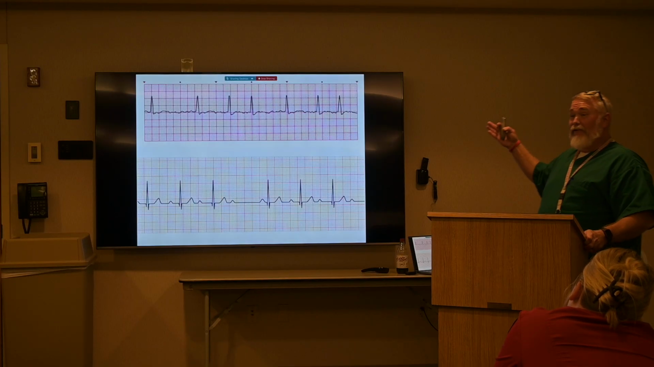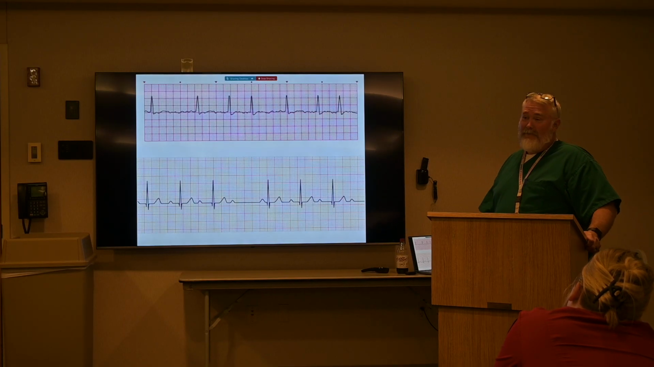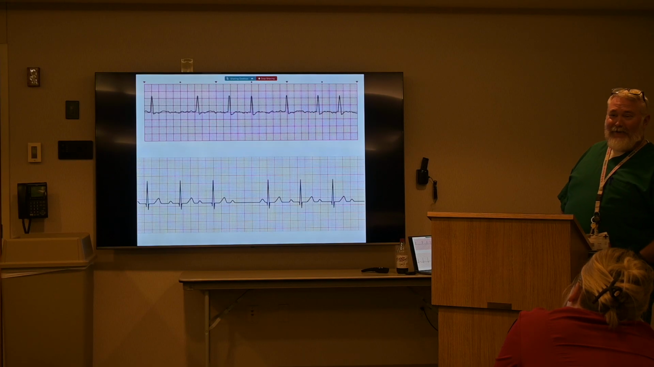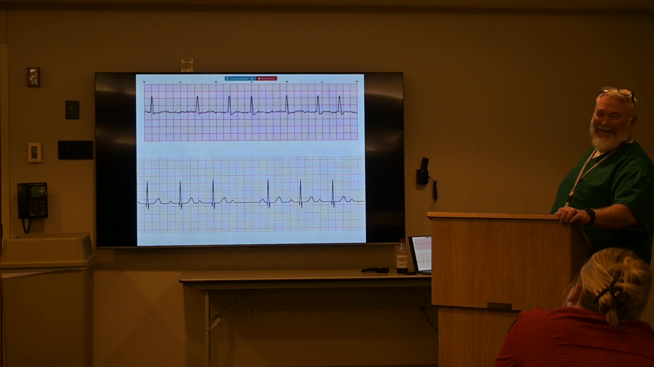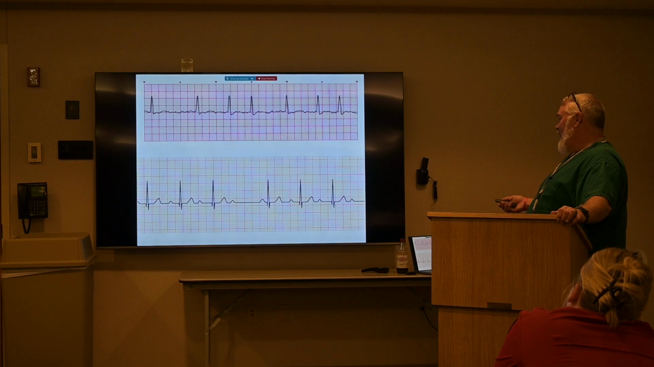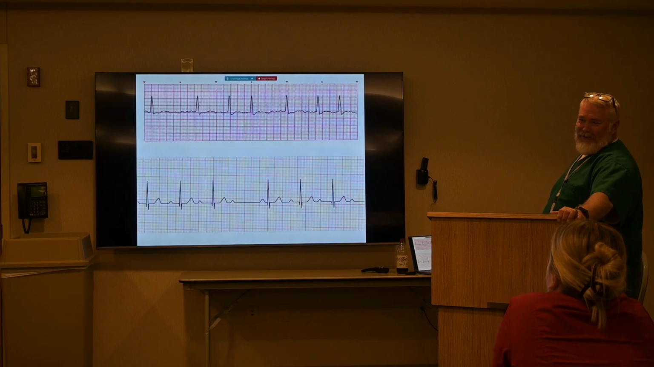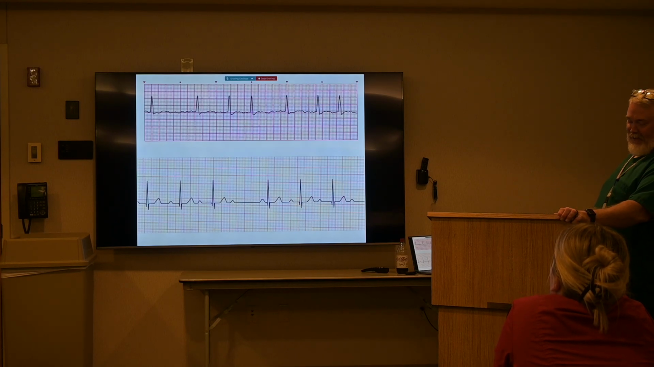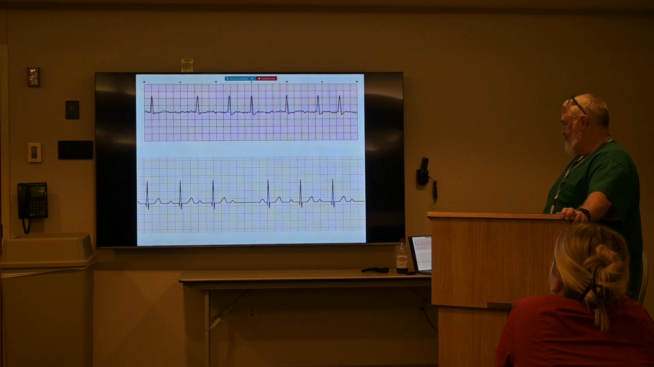Now we say that's atrial fib with a controlled rate, or atrial fib with a normal ventricular response. You know, it can't just be AFib anymore. All right, how about the bottom one? This was a little tougher. Is it regular? No.